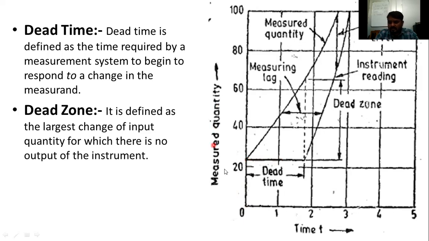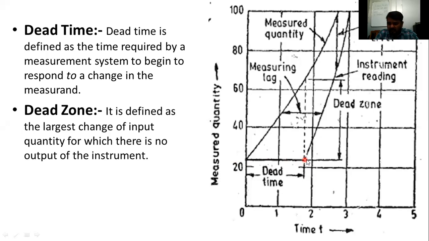This measured quantity is the output. This is the input; the time is the input here. At zero time, 20 is there. When the time is 1, what is the output? 20 only. There is no change in the output. Again the time increases from 1 to 2, and again there is no change in the output. Time is increasing, but the output is not changing at all.